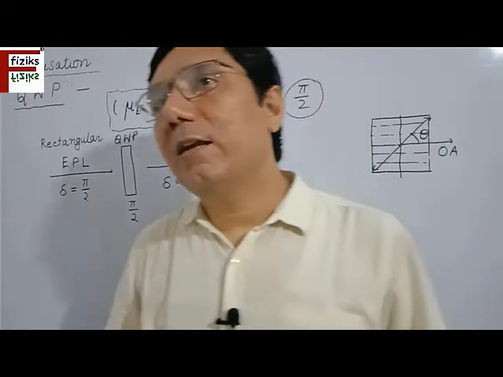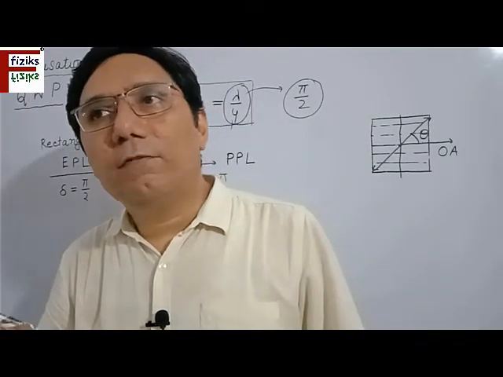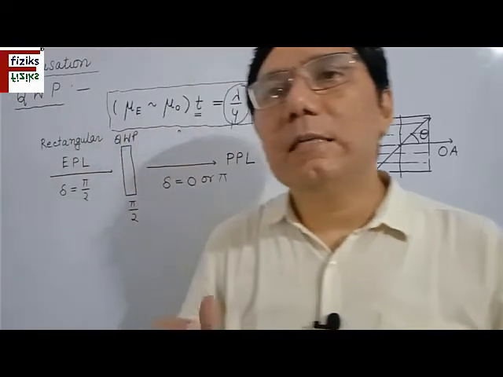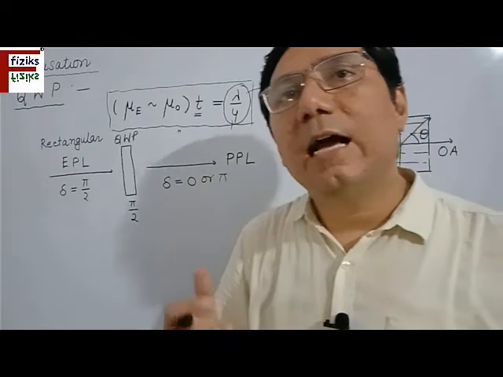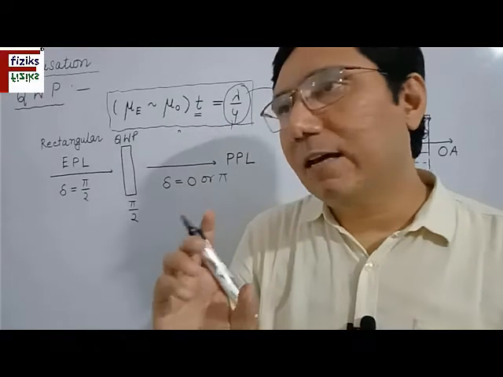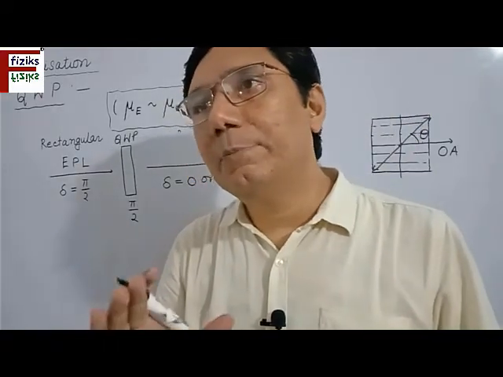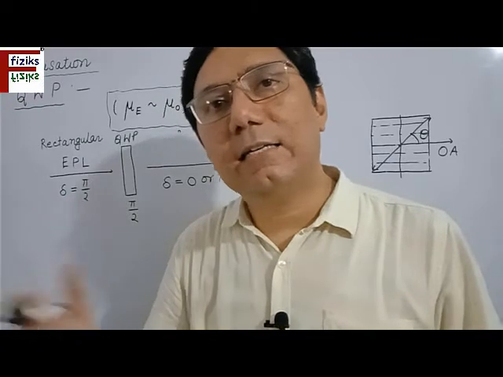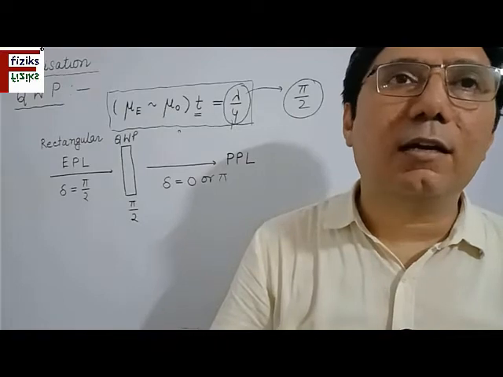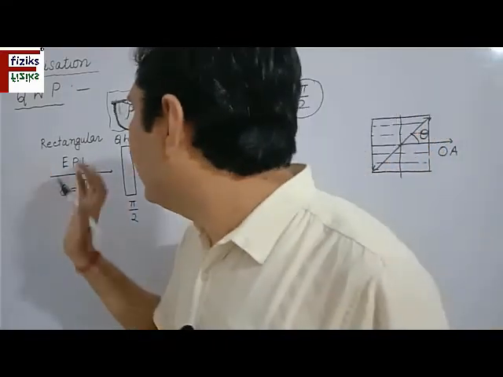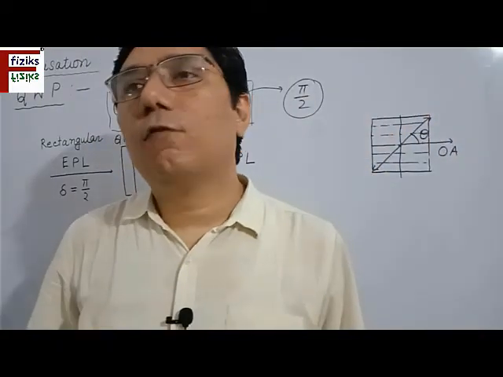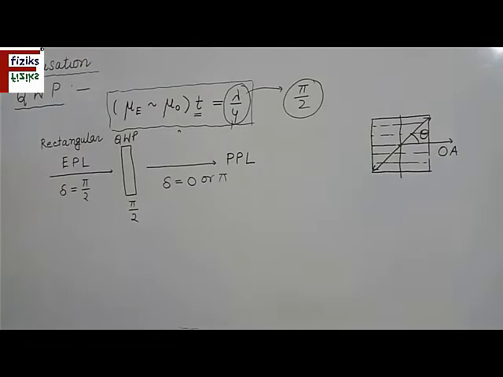So a retarding plate which introduces a phase of pi by 2, or a path difference of lambda by 4 between the E wave and O wave, is known as a quarter wave plate. This quarter wave plate is very useful. It can convert plane polarized light into circularly or elliptically polarized light, and it can also convert circularly and rectangular elliptically polarized light into plane polarized light. So these are the 4 applications of quarter wave plate.